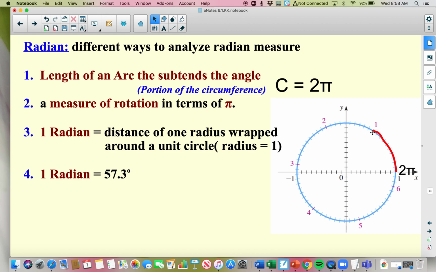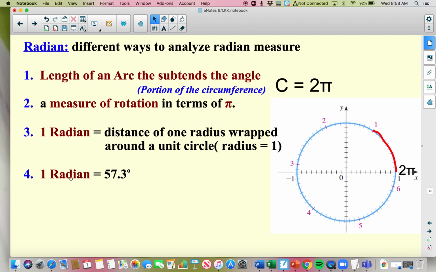Okay, number 3 says 1 radian is the distance of 1 radius wrapped on the unit circle. That's actually what I have on this picture. So if I take the radius, which is a length of 1 on a unit circle, and wrap it around, that length is also 1. From 1 to 2, that length is 1, obviously. If I kept wrapping until I got all the way around the circle, I would end at a little over 6. Actually at 6.28, which you know is 2 pi.